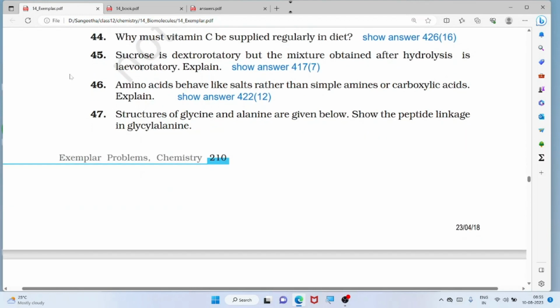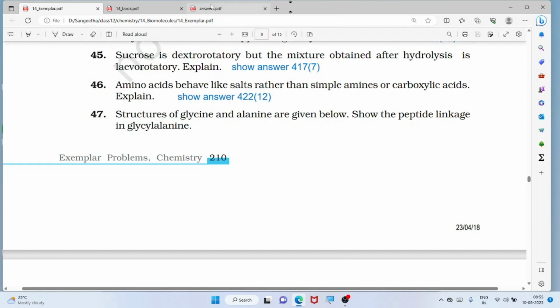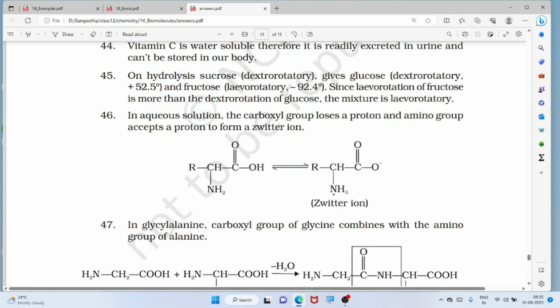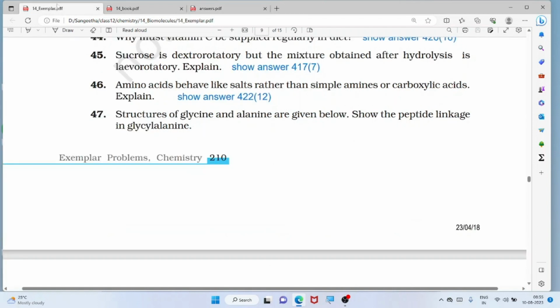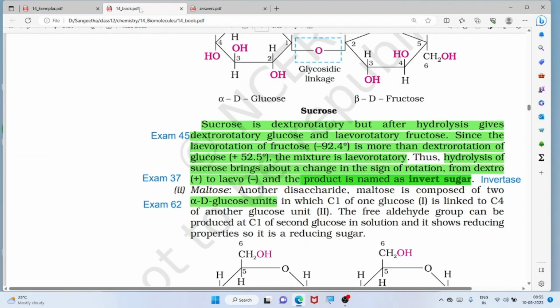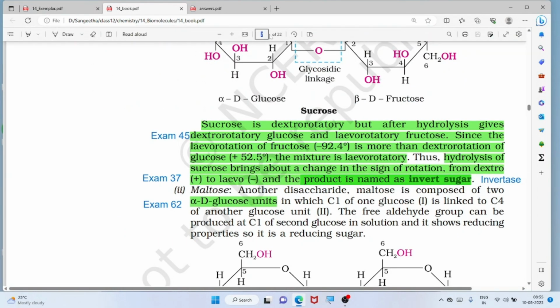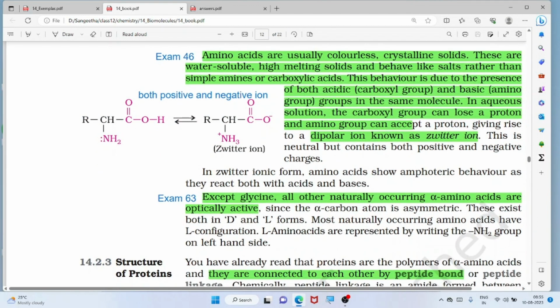Amino acids behave like salts rather than simple amines or carboxylic acids. In aqueous solution, the carboxyl group loses a proton and the amino group accepts a proton to form a zwitterion. So both the ions are present. This is the formation of the zwitterion. Both positive and negative ions are present. You can go through this.